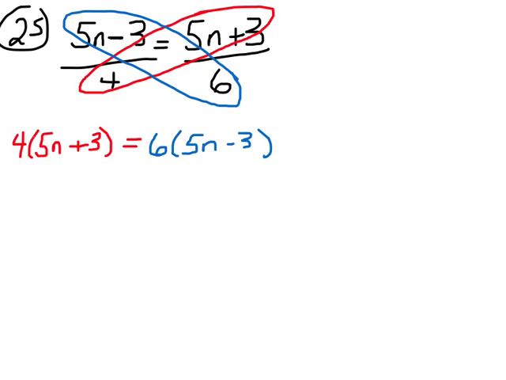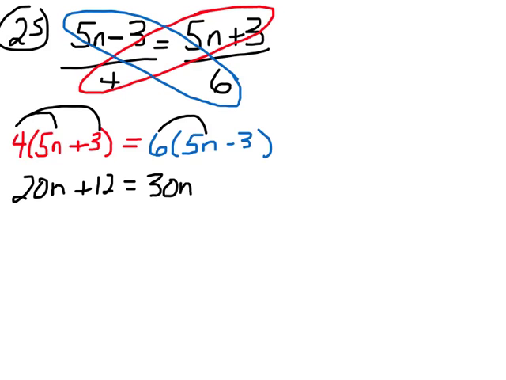So now we just have to distribute. Let's start with the left side. 4 times 5n makes 20n. And 4 times 3 makes 12, right? And then on the other side, 6 times 5n makes, good, 30n. And 6 times negative 3 is negative 18. This is so much easier than what y'all just did in that last chapter, isn't it? Hopefully this will be a nice little brain break.